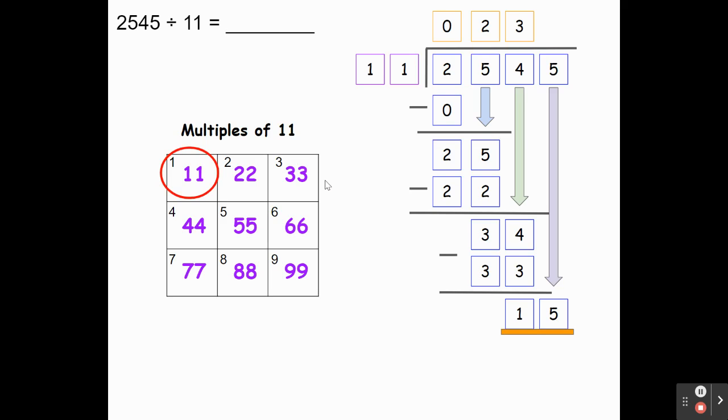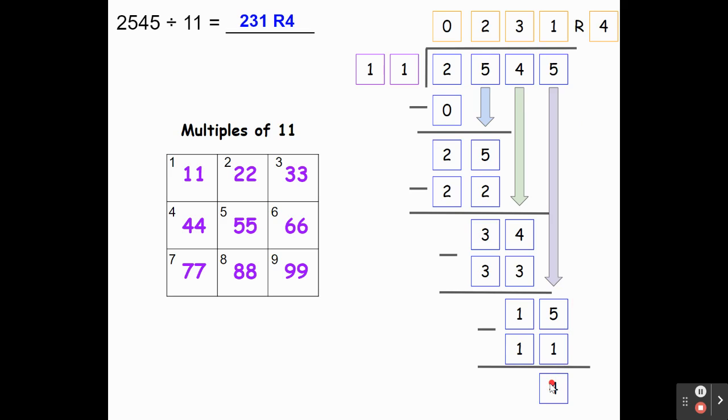So we're going to give each group 1 one. If we give each group 1 one, and there are 11 groups, we're sharing a total of 11 ones. So when we subtract the 15 ones we had, minus the 11 ones we've shared, we have 4 ones left over. There are no other digits to bring down, so the 4 is our remainder. Our quotient, or answer, is 231, remainder 4.